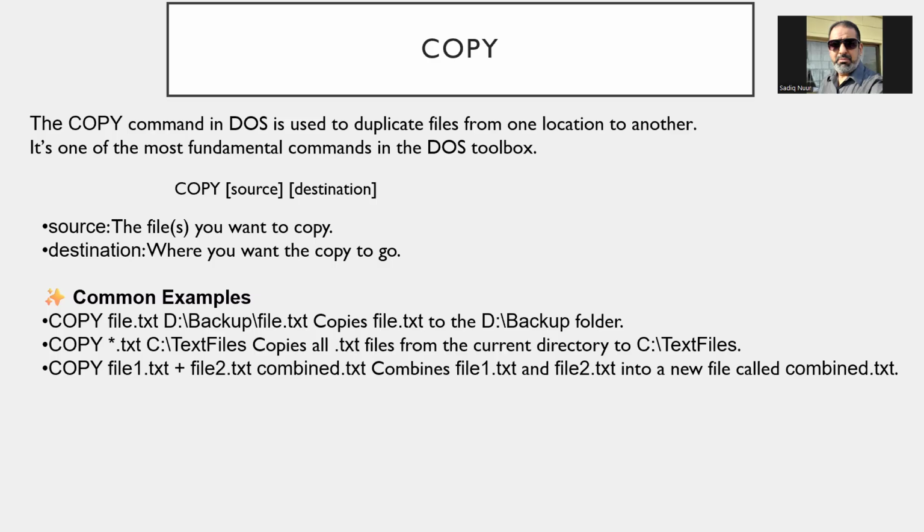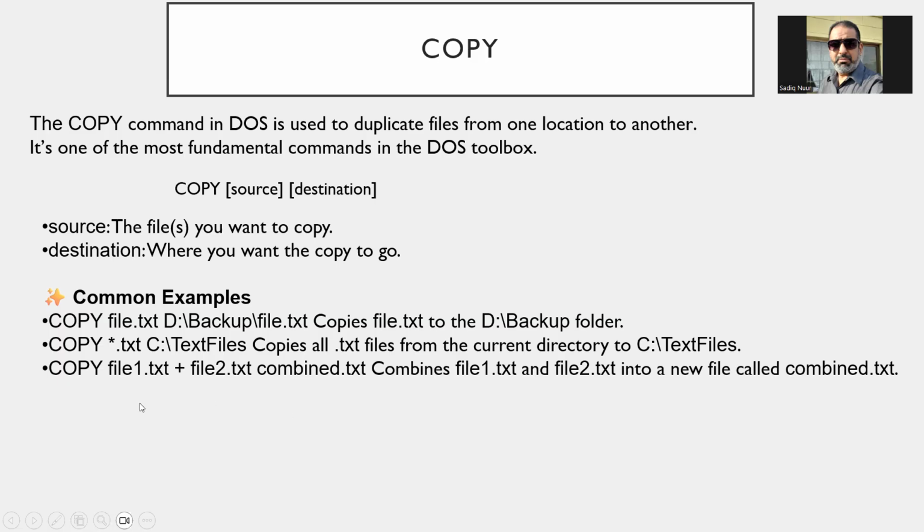So here we have some examples. Copy file.txt to the D backup folder, and within that folder, I wanna copy the file.txt to the backup folder. Then also you have copy *.txt. So you wanna copy all the txt files to the C drive in a folder named text files. It's gonna copy all the txt files from the current directory to the C drive, and the folder name is text files, right?